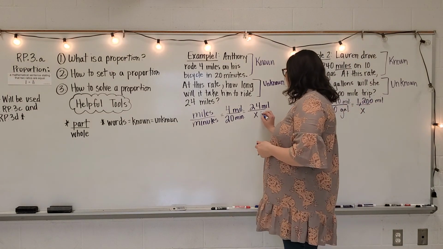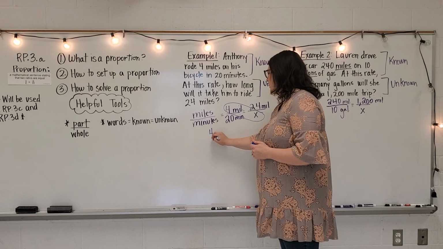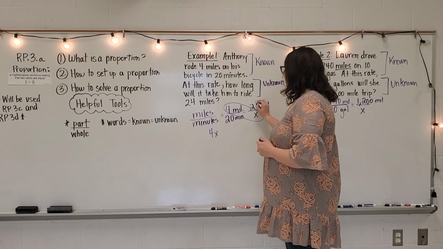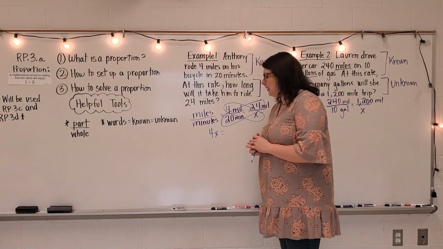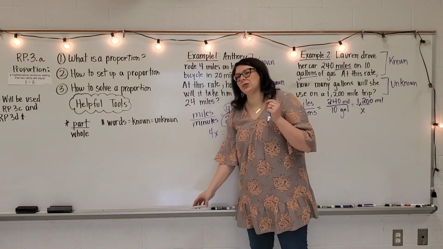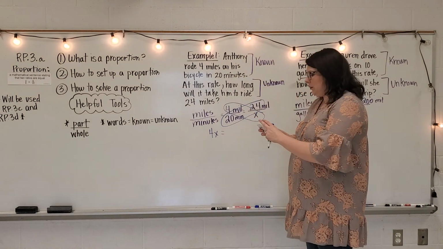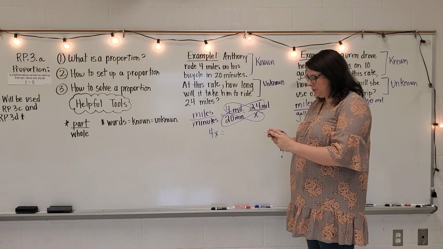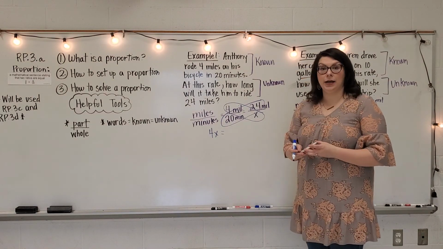So I'm going to multiply 4 and x to get 4x. And I'm going to multiply 24 times 20. And these are going to be set equivalent to each other because the proportions are equal ratios. Now, I'm going to type in my calculator, 20 times 24. Of course, you learn how to do that by hand in 5th grade.